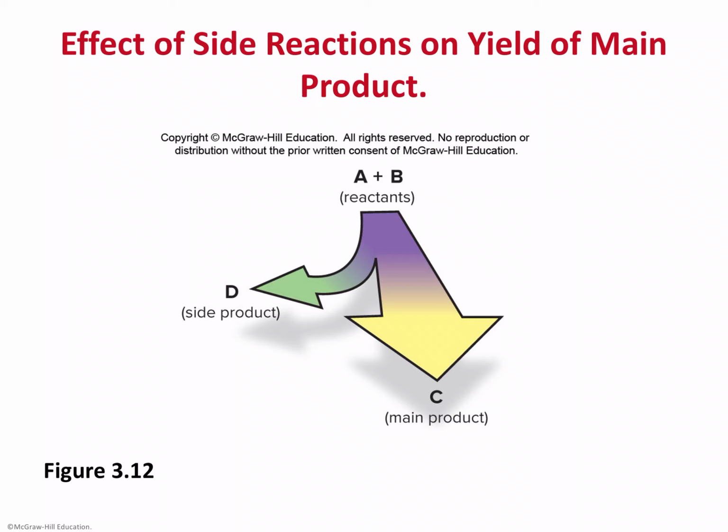Effect of side reactions on the yield of the main product, which I talked about. If you have A plus B, what we want is the product C, but the side products can lower the actual yield.